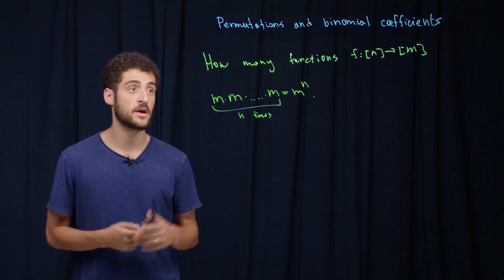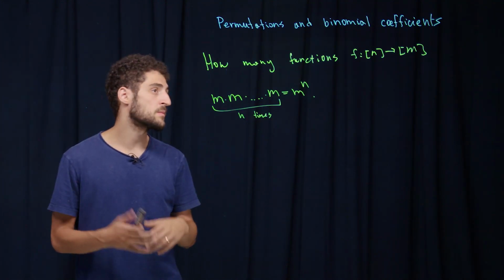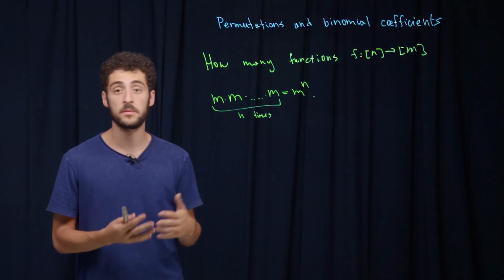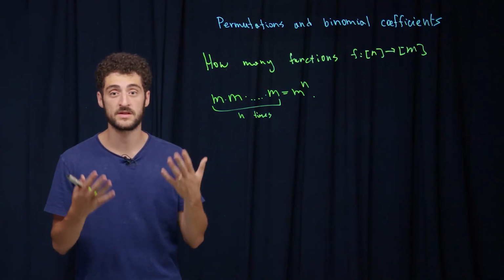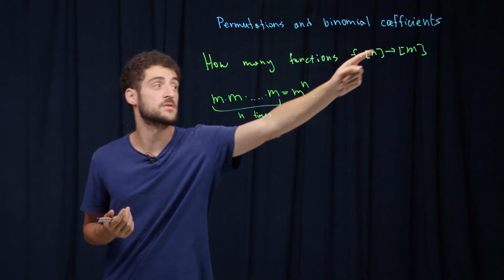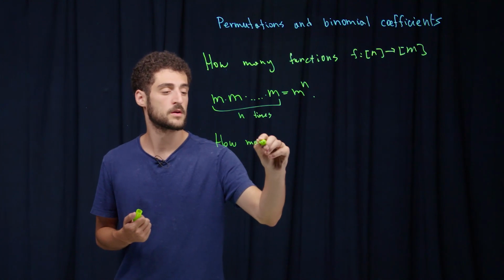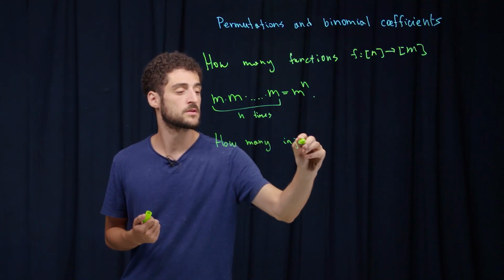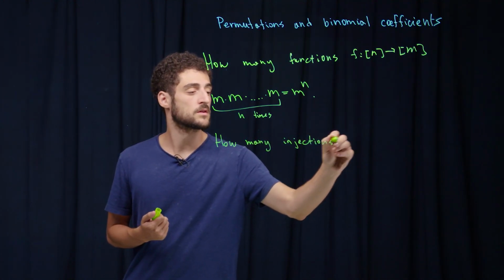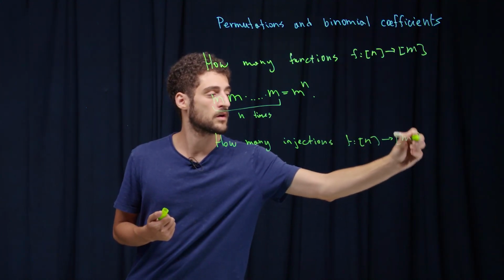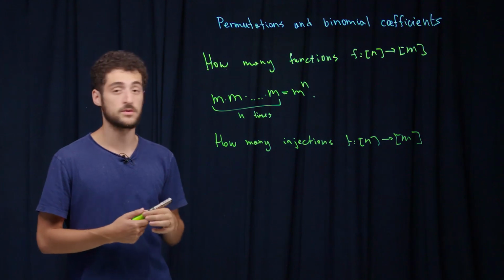The second question is, okay, what if we want to consider some kind of subset of the set of all functions? For example, we may try to find the size of a set of all injections from this set to this set. So how many injections f from n to m? And it's also quite easy to see.